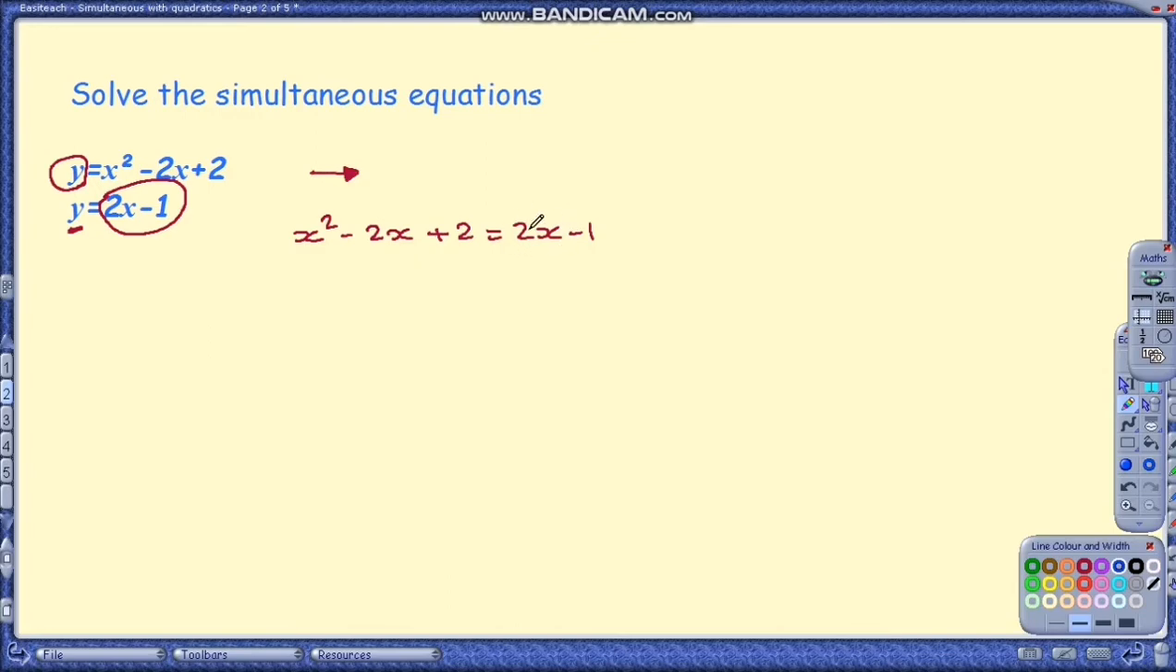So we're going to get rid of the 2x. So I'm going to do minus 2x. And what you do to one side, you do to the other side. So that's going to be minus 2x. You've got minus 1 here, so you're going to add 1. Therefore, you're going to add 1 here as well. And you simplify. So you've got x squared minus 4x plus 3 is equal to 0. Right, what's your next step? You need to factorize. So once you're here, you factorize.